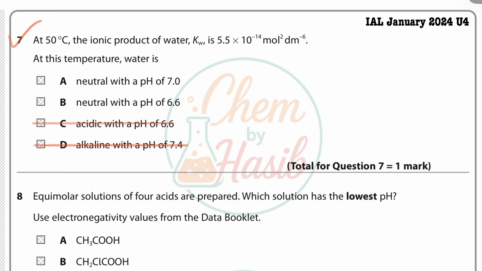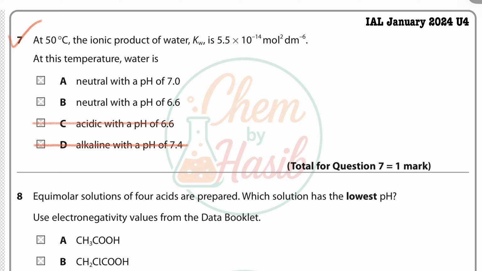Okay. And in our class, we already studied that at higher temperature, water has a lower pH. So water at 50 degrees Celsius will have a pH less than 7 because at 25 degrees Celsius, water has a pH of 7. So at higher temperature, the pH of water decreases. Now, as the pH of water decreases, it cannot be 7, it has to be less than 7.